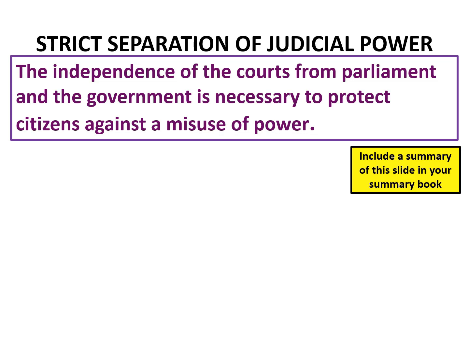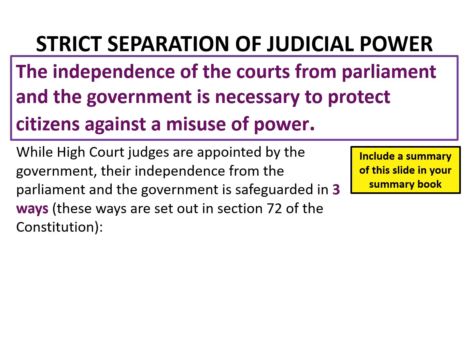Now, if we look at the High Court, it is the case that High Court judges are appointed by the government, that is, by the executive. However, there are a number of ways in which the Constitution, specifically Section 72 of the Constitution, protects the independence of the High Court judges from Parliament and the government.